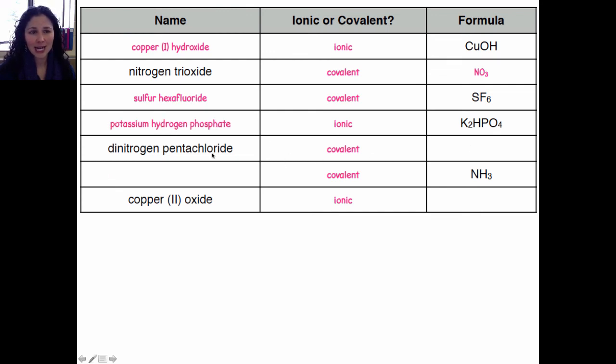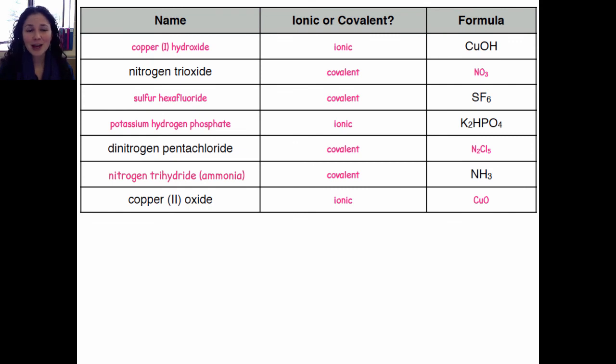And then dinitrogen pentachloride would just be 2 nitrogens, 5 chlorines. This would be nitrogen trihydride or ammonia. This is the common name, but this is the systematic name. And then copper(II) oxide. The copper has a 2+ charge, and that's what this Roman numeral is telling you. And the oxide also has a 2- charge, so the 2's basically cancel each other out and you get copper oxide. Just 1 copper and 1 oxygen.